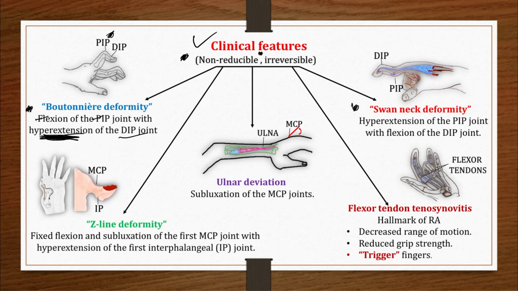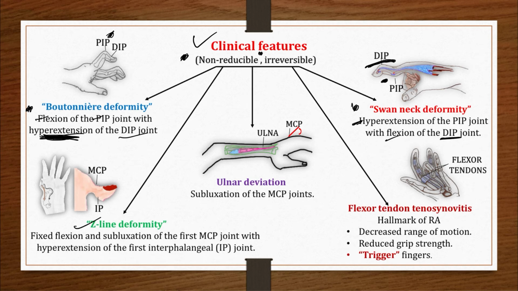Swan-neck deformity, which is just the opposite of Boutonniere deformity, like hyperextension of the PIP, the proximal interphalangeal joint, and the flexion of the DIP. So this is swan-neck deformity. You can see here that the finger looks like the neck of a swan, okay?